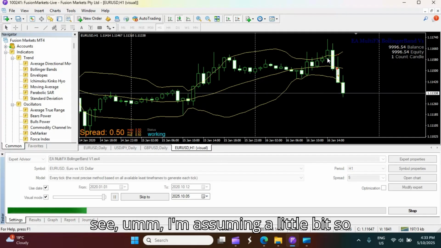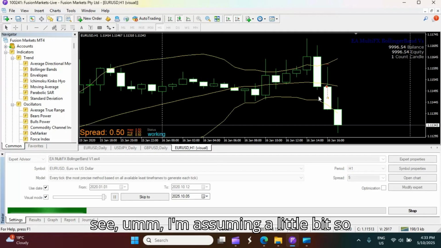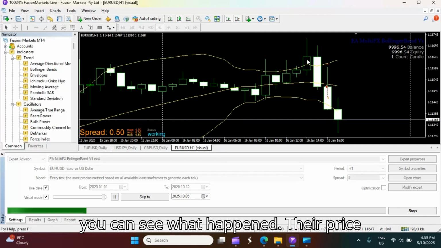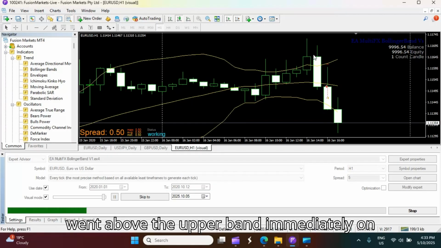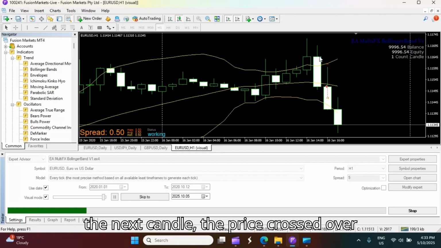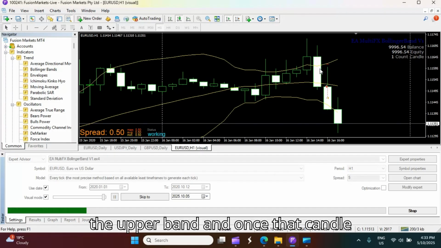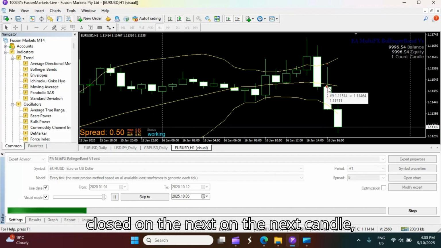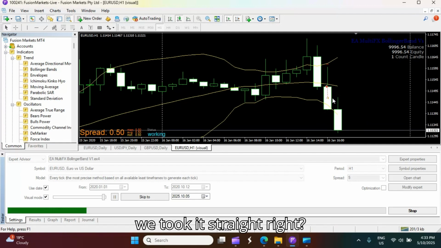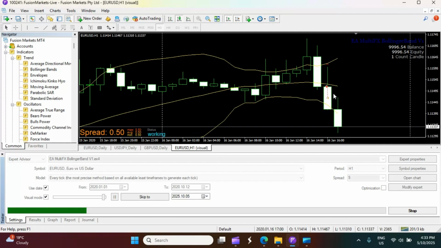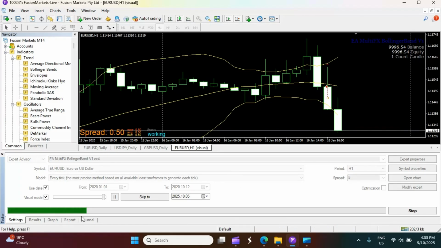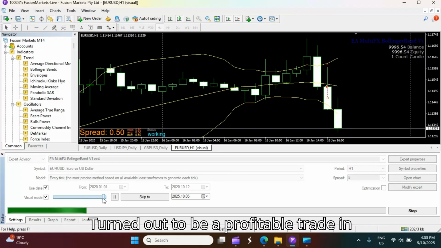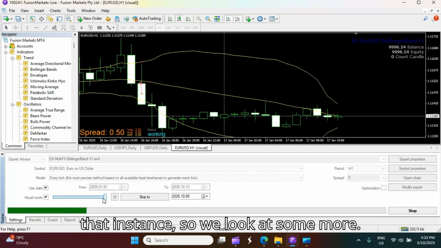I'll zoom in a little bit so you can see what happened. The price went above the upper band. Immediately on the next candle, the price crossed back over the upper band. And once that candle closed, on the next candle we took a trade, right? It turned out to be a profitable trade in that instance.